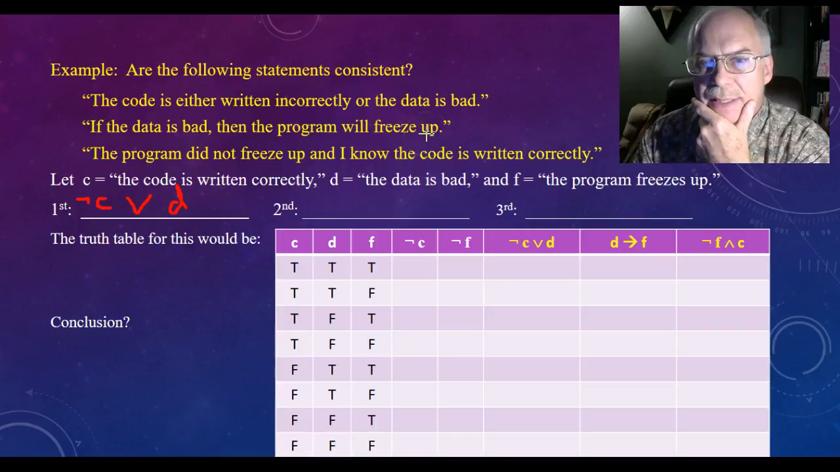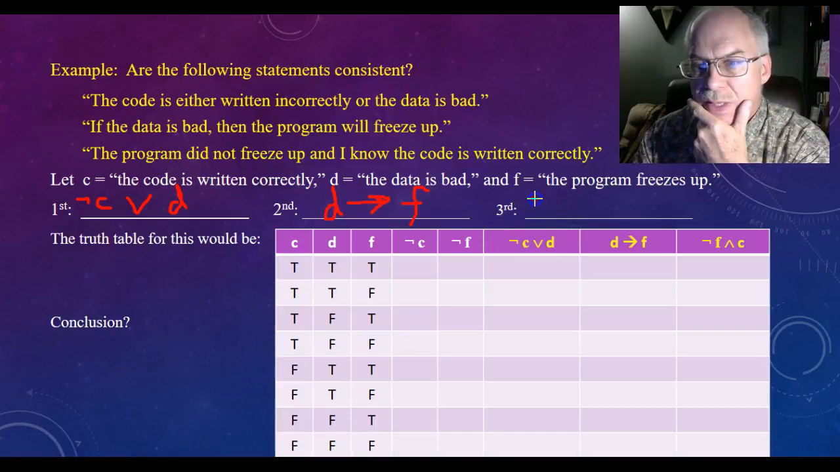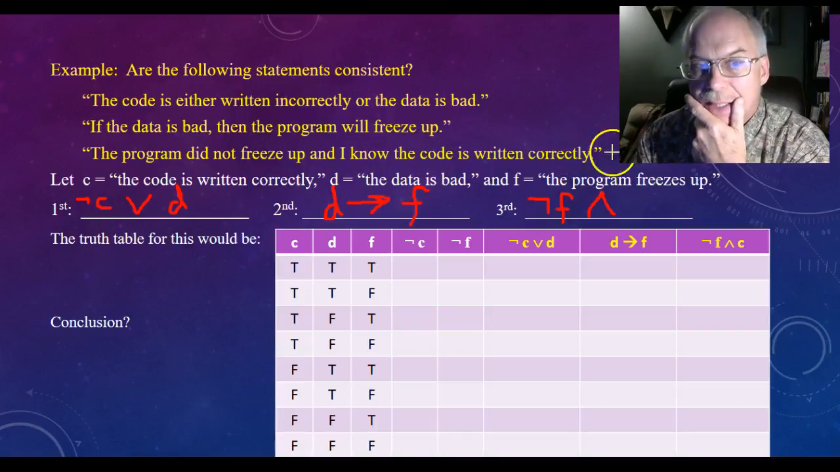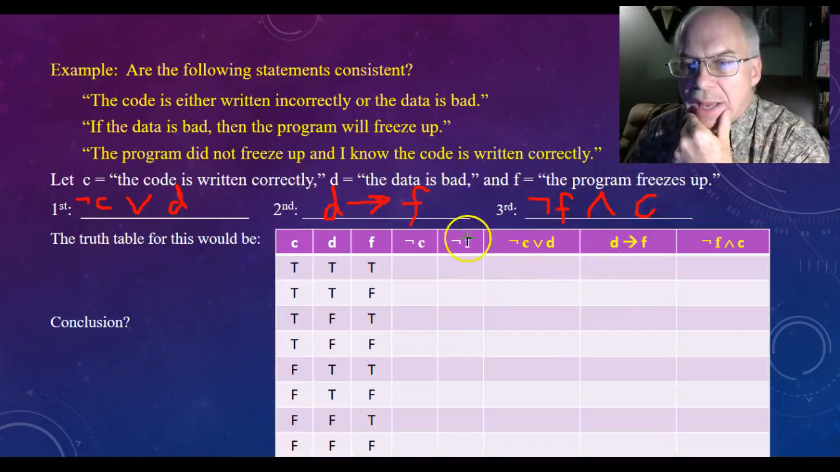The second statement: if the data is bad, then the program will freeze up. That would be if D, then, so you're going to put an arrow, freeze up, F. So that's the second statement. And the third statement: the program did not freeze up, so not F. And so that's the upside down V, I know the code is written correctly. So that's C, code is written correctly. So those are my three statements that I have to show consistent.